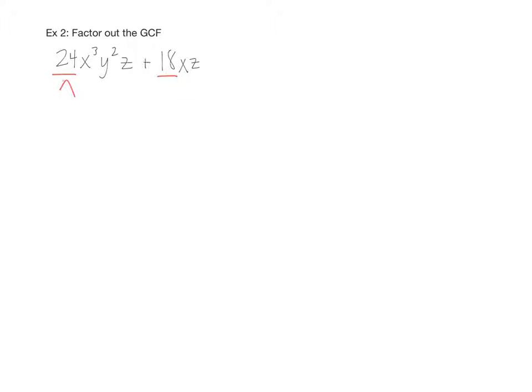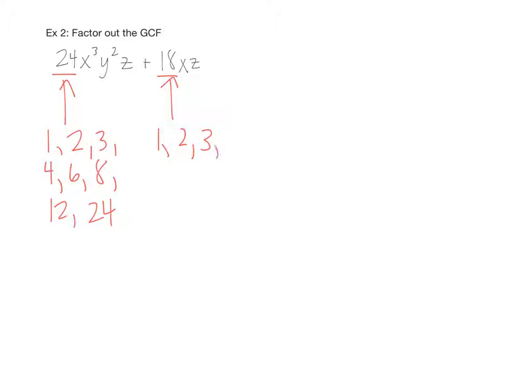Let's come up with all the different factors of 24. We know that's 1, 2, 3, 4, 6, 8, 12, and 24 itself. As for 18, we know that 1, 2, 3, 6, 9, and 18 go into it. The greatest common factor of both of these numbers is 6.